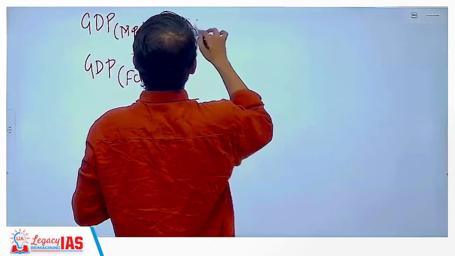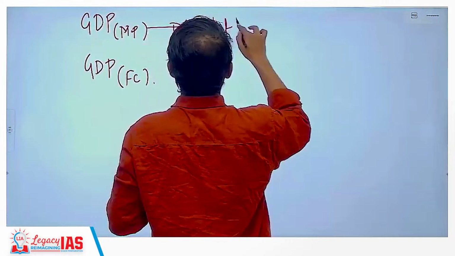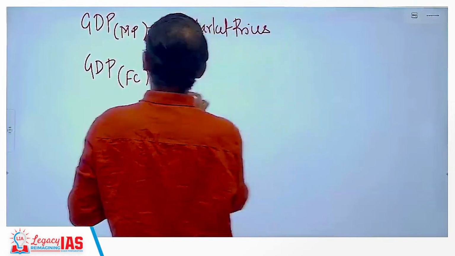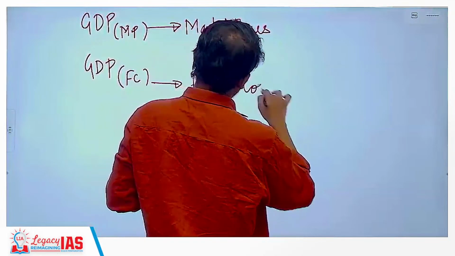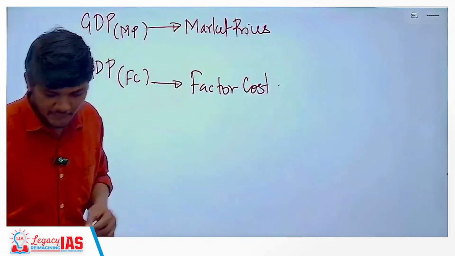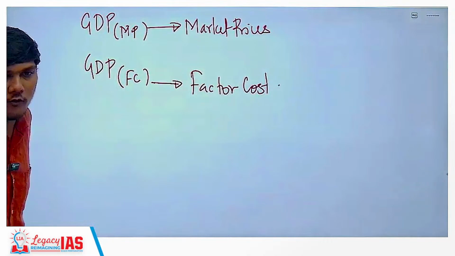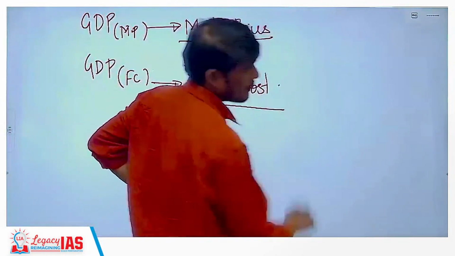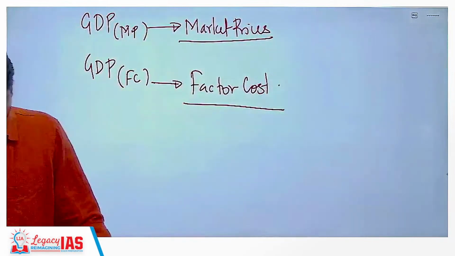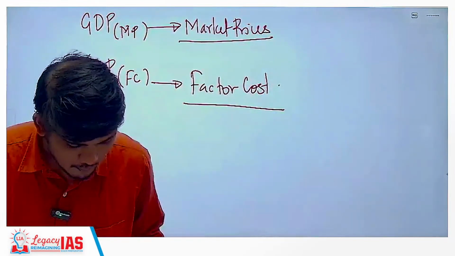This is market prices. And you can have GDP at factor cost also. So to understand GDP at market price and GDP at factor cost, we should first understand what is market price and what is factor cost. Correct? So write down market price.